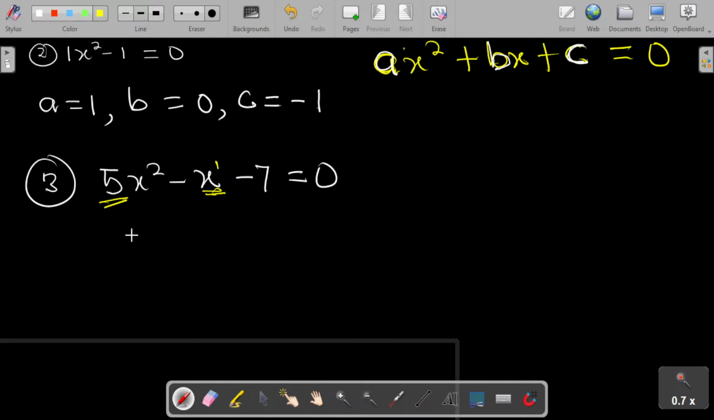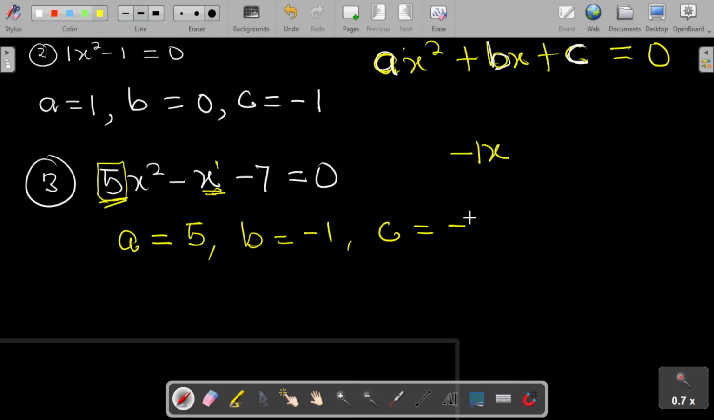So our A is the coefficient of X squared. The number standing with X squared. And that is 5. Our B is the number multiplying, that's coefficient of X. And what is the number standing with X here? Remember, it is minus X. So the number standing with it will be minus 1 because there is an invisible 1 there. So please take note of that. And then your C is minus 7.